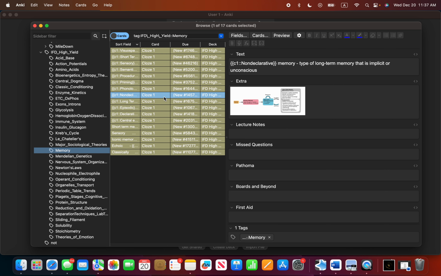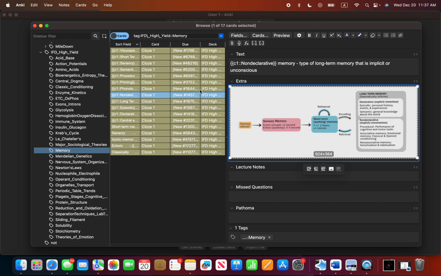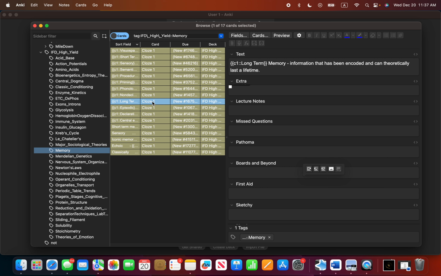Non-declarative memory. When you're declaring something, it means that you are saying it, so it should be conscious. When you are not declaring something, it means that it's unconscious, right? So non-declarative memory is a type of long-term memory that is implicit or unconscious. Long-term memory, information that has been encoded and can theoretically last a lifetime. So long-term memory is encoded and can theoretically last a lifetime.